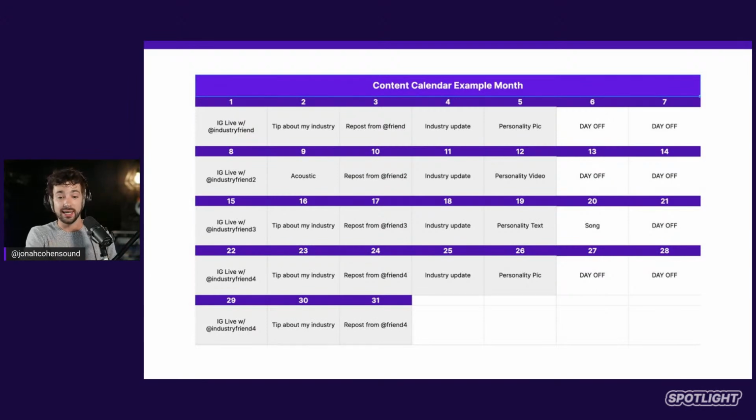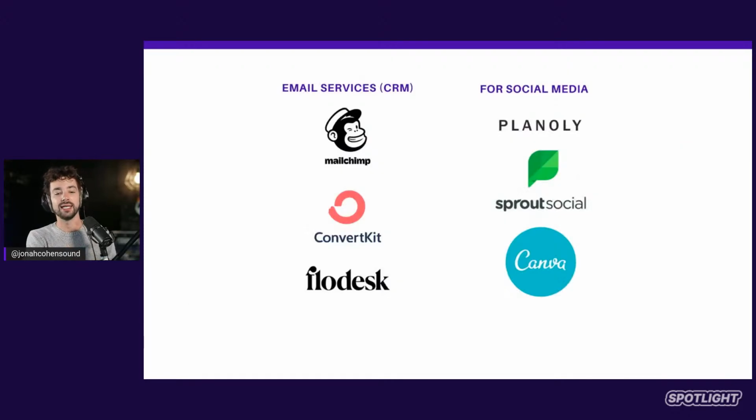Now you know what content you need to make, and you don't have to do it daily. You can do it in batches. You can sit down once a month, once every 2 weeks, and make this content. And then the final tool you're going to use to make this all work and to stay consistent is a scheduling service. If you have a CRM like MailChimp, ConvertKit, or Flowdesk, all of these services allow you to schedule your emails. Your blog posts are schedulable through any website platform.